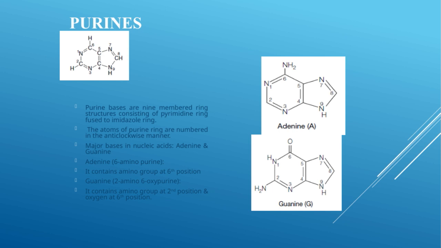Understanding these structural differences is crucial because they influence how these bases pair and interact within the DNA or RNA molecules. Recognizing the specific groups attached to the purine rings helps explain their chemical behavior and their role in genetic information storage. So, in summary, purines are characterized by their unique fused ring structure, with adenine and guanine being the key players in nucleic acids, each with distinctive functional groups that define their properties.